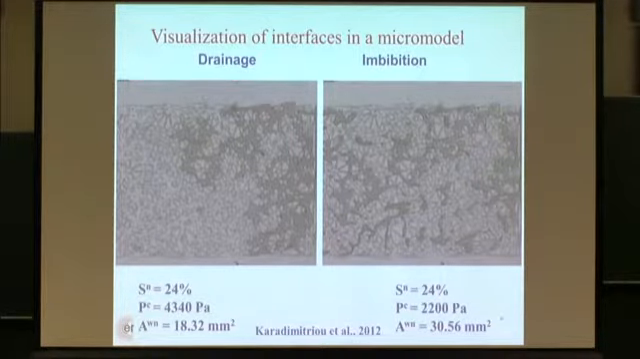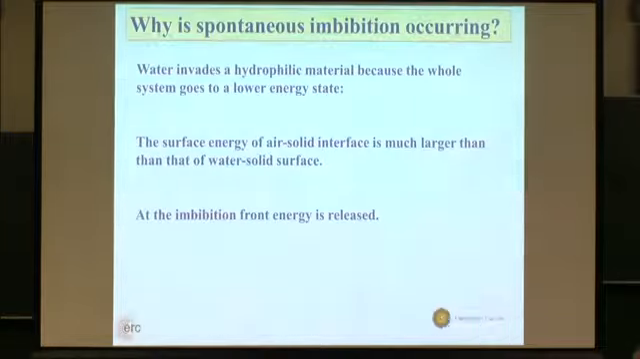But even if you have it, you will still have a different distribution. When you do drainage and then you do imbibition, you come back, you get a totally different distribution, even if you have that. So it tells you that for the same saturation, you need something else to tell you this difference in the distribution.